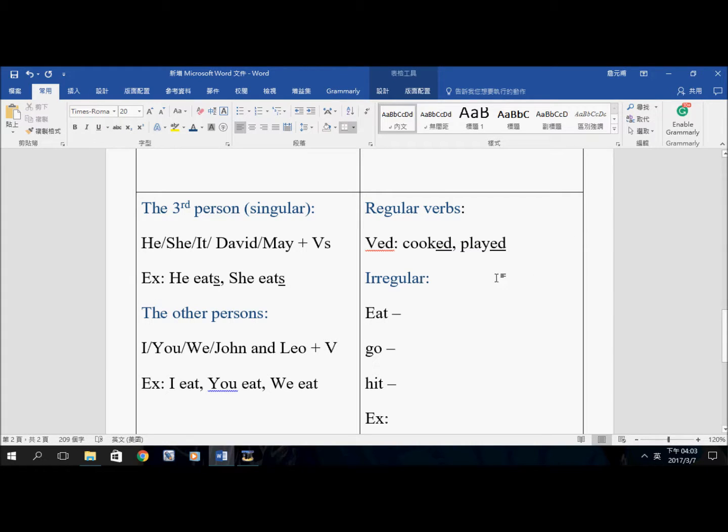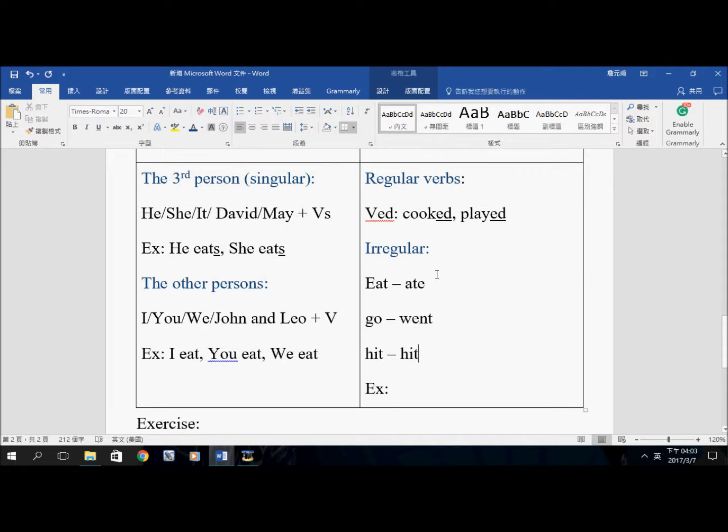These are regular verbs. As for irregular verbs, we have to memorize them by heart. Eat, past tense, ate. Go, past tense, went. Hit, past tense is still hit. So these are the forms of verbs in both tenses. Let's make some examples. When I talk about something that happened in the past, it will be like Kate ate pizzas, or Bob hit me.